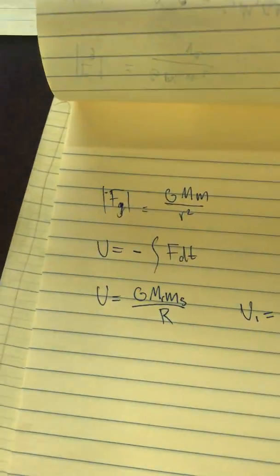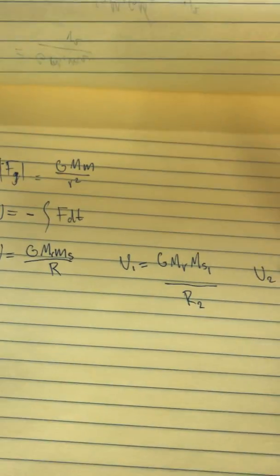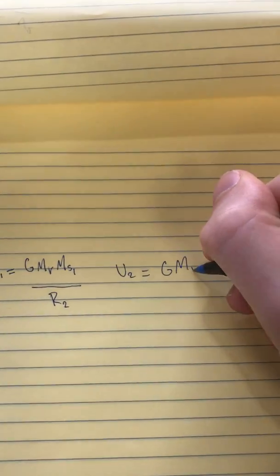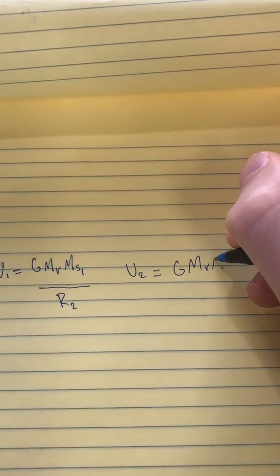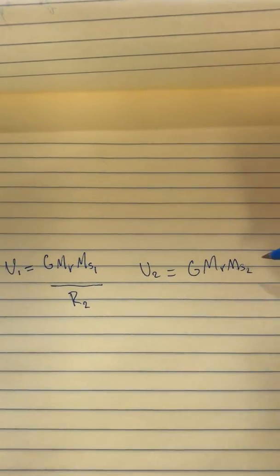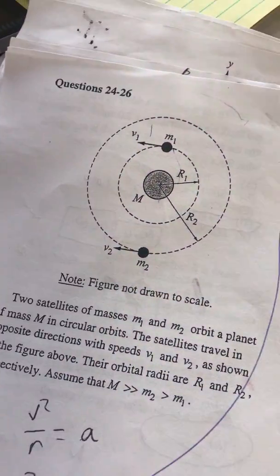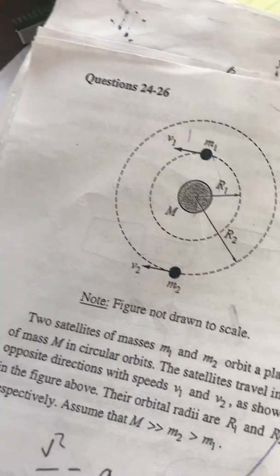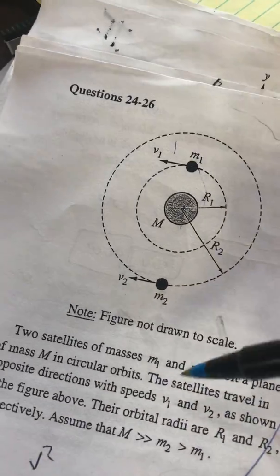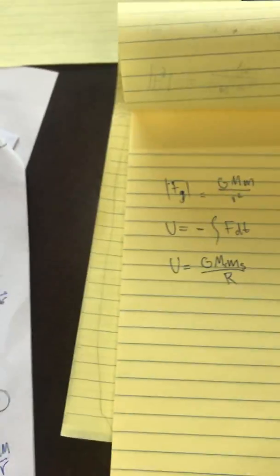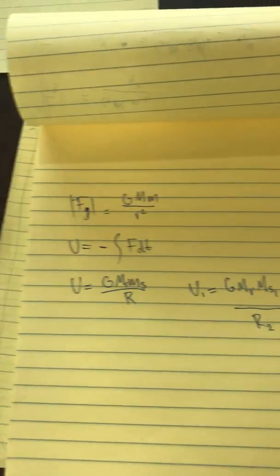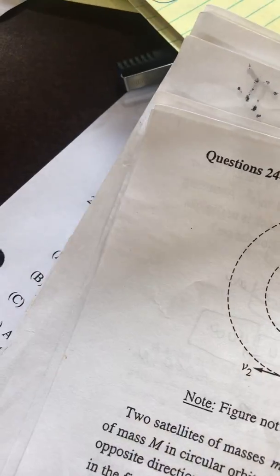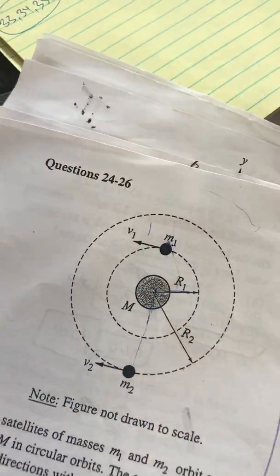And then we'll do the same for U2, which is potential energy 2, which is G times M planet times mass of satellite 2, which is on the outer orbit, and it's going to be divided by R2, which is the radius for this. So over R2. Sorry, that was supposed to be R1. As you can see, R1 is for this inner satellite.